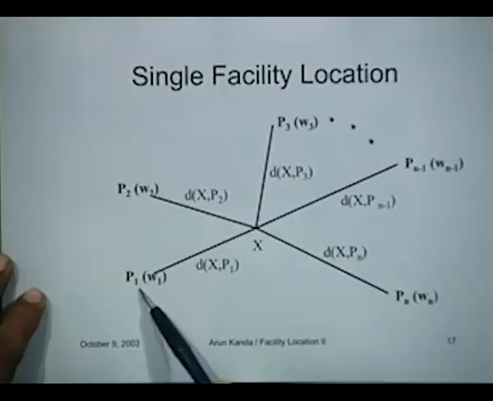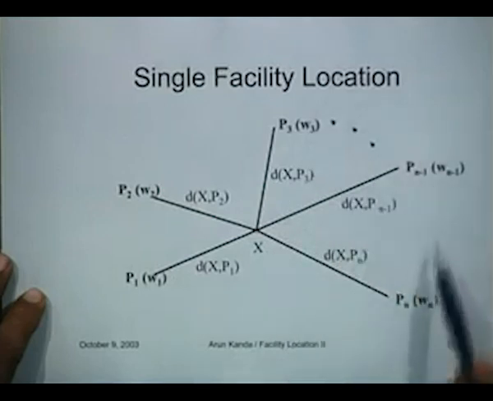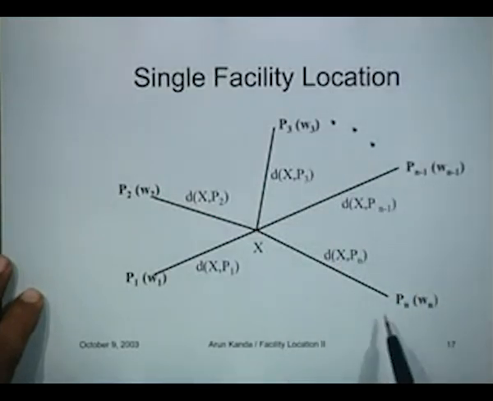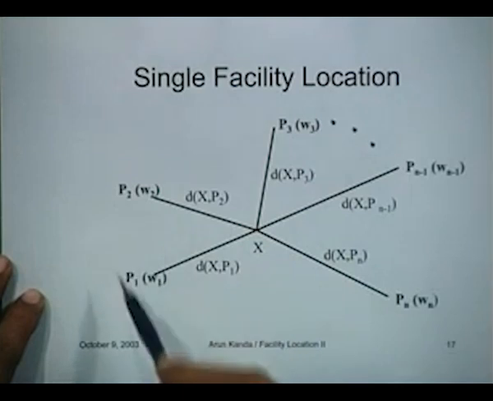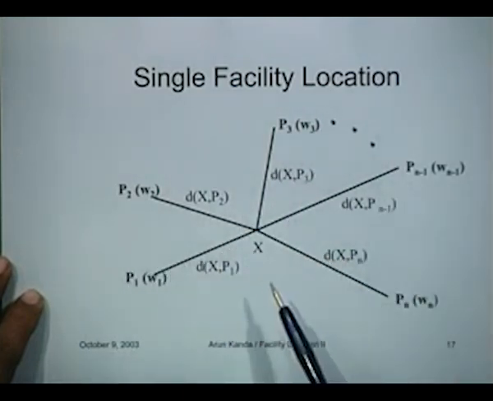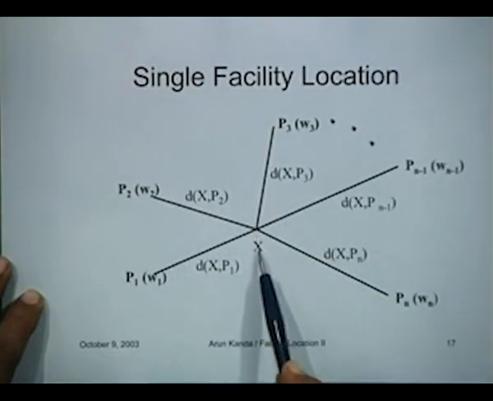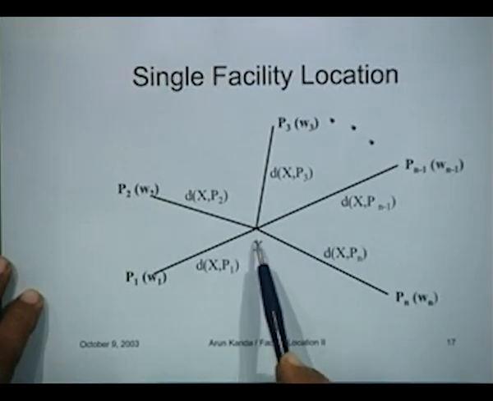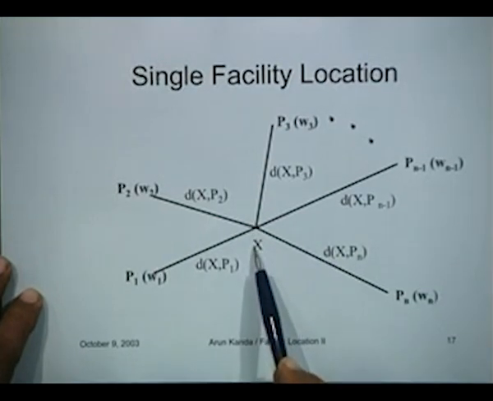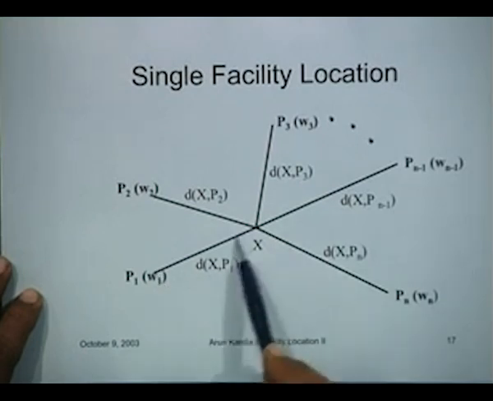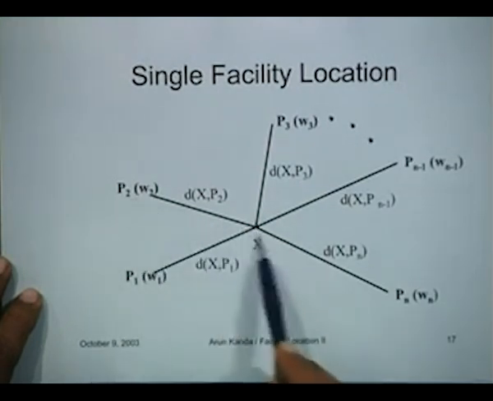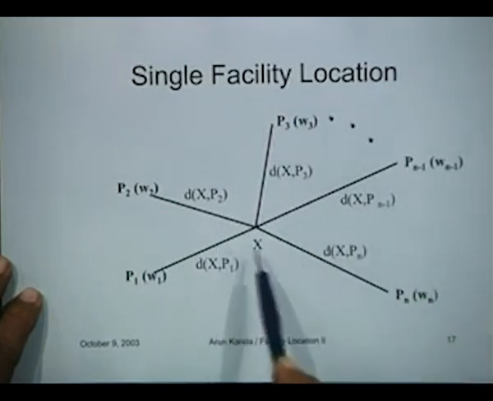So essentially, if you look at the problem from a graphical perspective, what is really required is that we have points P1, P2, P3 and so on up to Pn or Pm as the case may be, spread out, and these are the existing facilities. We are interested in finding an optimum location x. This optimum location x should be such that the total cost of movement between this, this, this, and this should be minimized.